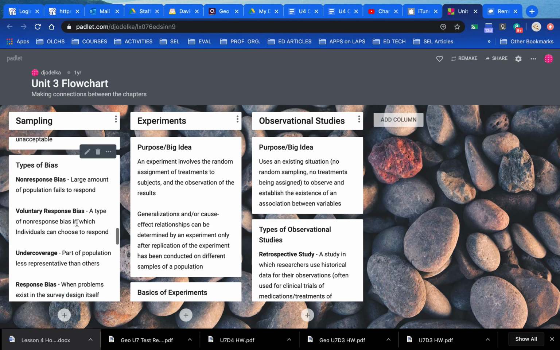Okay, now types of bias. Non-response is when a large amount of the population fails to respond. Maybe they don't feel like responding. Maybe you're trying to get an opinion on what someone feels about the Second Amendment, and there's a lot of people who are opposed to it or for it, but they just don't feel like answering your survey. That would be non-response. You're not getting their opinion heard in your survey.